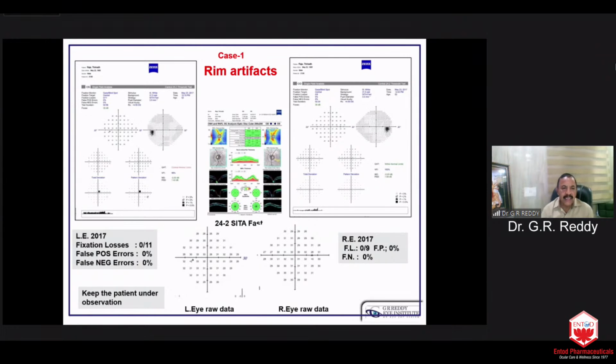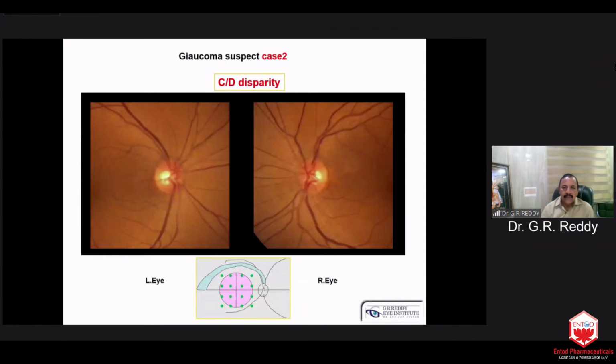At this stage, he does not have glaucoma, but he must be kept under observation because of the strong family history. The second case has a cup disparity. The tensions are IOP. Whenever I say IOP 20, it's all corrected IOP.